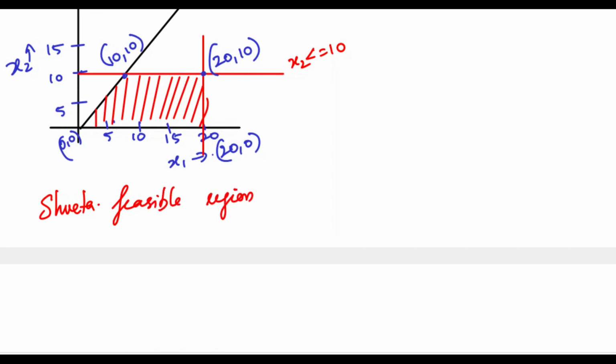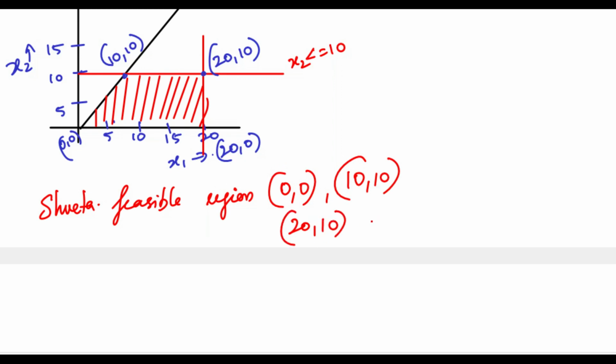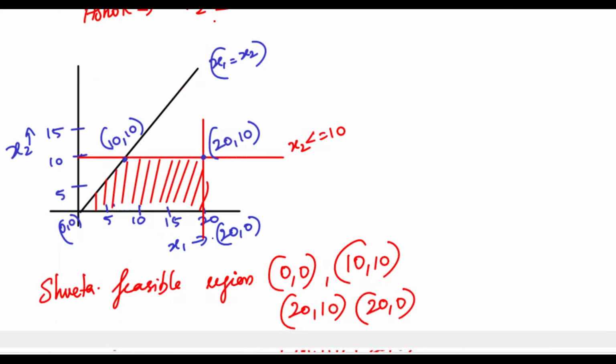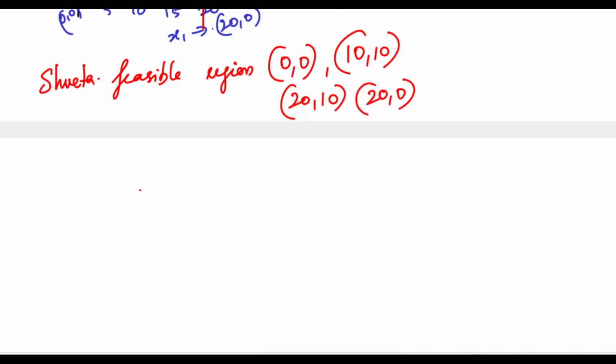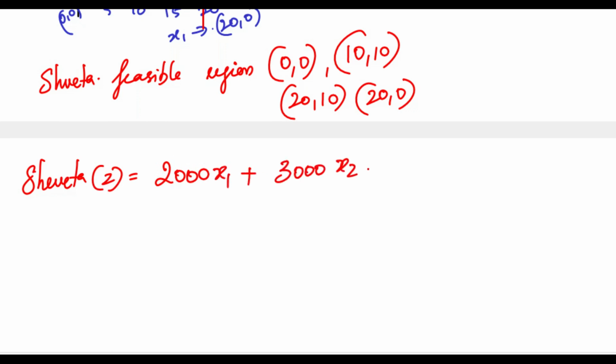So the feasible region is going to be (0, 0), (10, 10), (20, 10), and (20, 0). The equation is 2000 x1 plus 3000 x2. So for Shweta, Z is equal to 2000 x1 plus 3000 x2. First I'll take (0, 0), it will be 0, I don't want to calculate it. Next I'll take (10, 10).